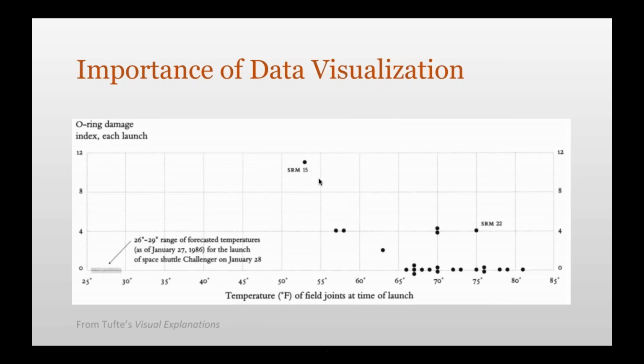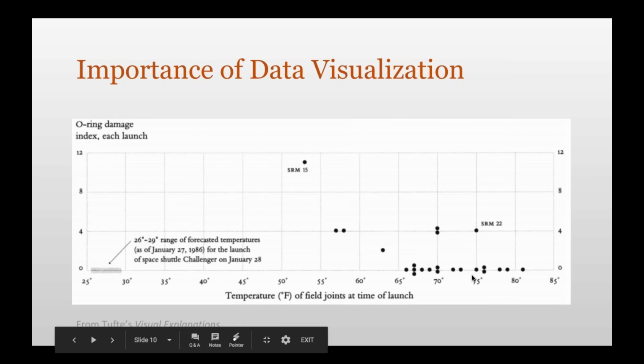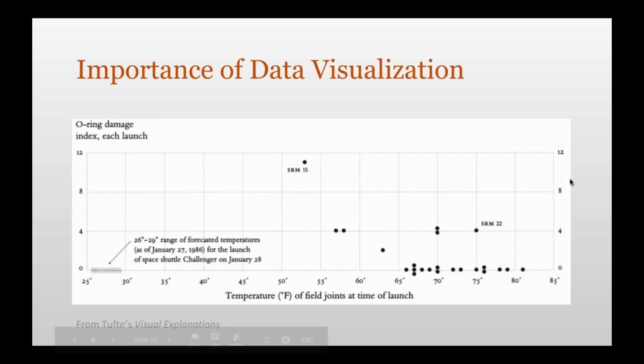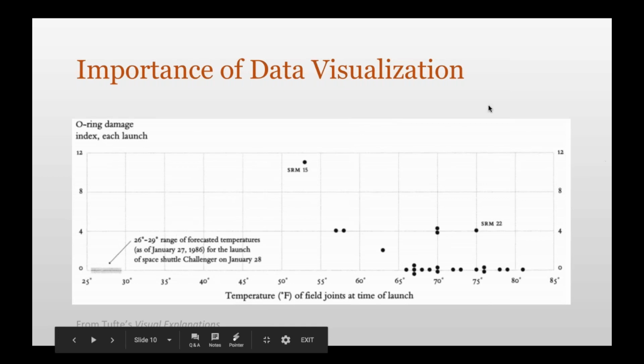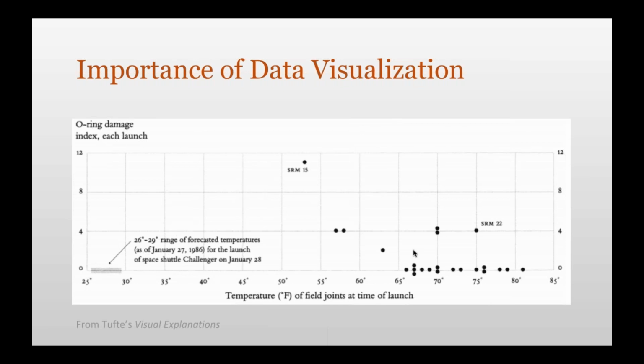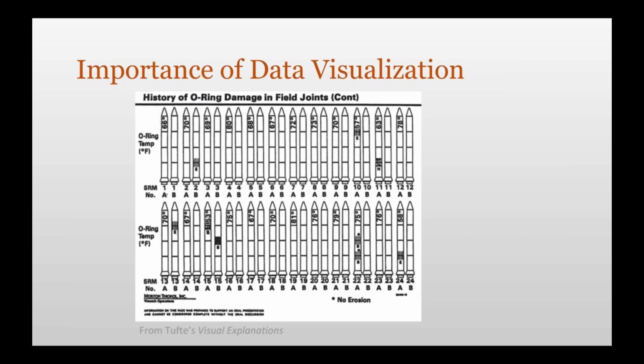And on the coldest day that was tested, you could see that you're ending up with a lot of major failures. So visually, this suggests that as the temperature goes down, you're going to have some trouble with the O-rings. And looking at it this way, it makes that point much clearer. Whereas here, it's just not.